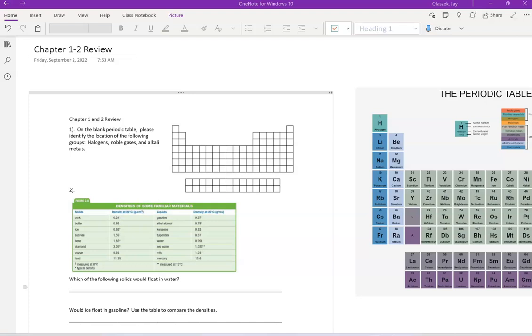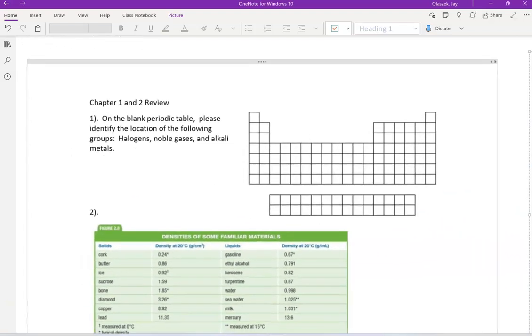Okay, welcome to the Chapter 1 and 2 review, and we're going to take a look at how we answer these so that we're in preparation for the Chapter 1 and 2 test. So let's start with number 1. It says, please identify the location on the blank periodic table of halogens, noble gases, and alkali metals.